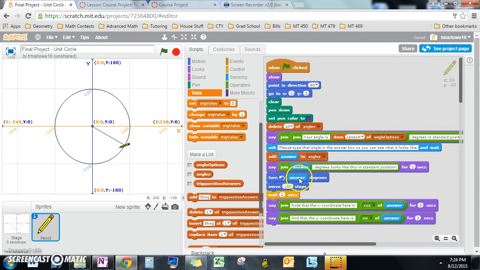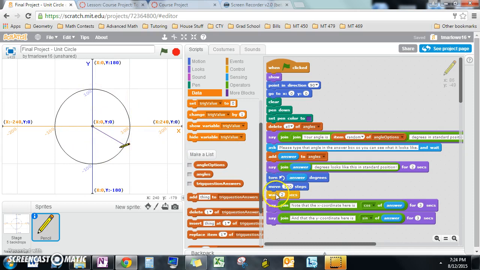And then we're going to turn our angle. And remember, our angle is really our answer from the list category for angles. And then we're going to turn it that many degrees, and we want to make sure we're turning it the right way. And then we're going to move it 100 steps. And I know it's 100 steps because of the way our XY grid is laid out. 100 steps is really one unit on the box. So it's always going to intersect our unit circle there nicely.